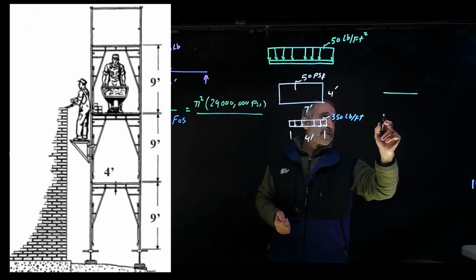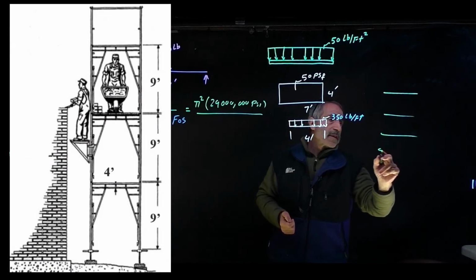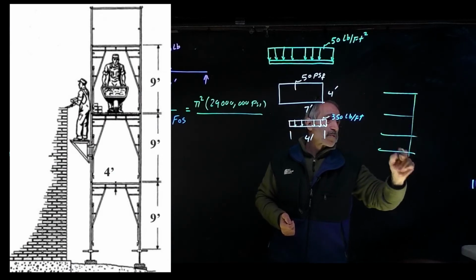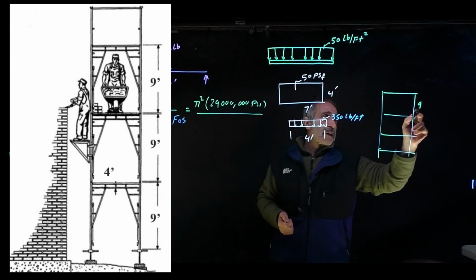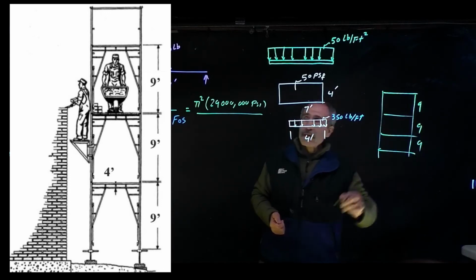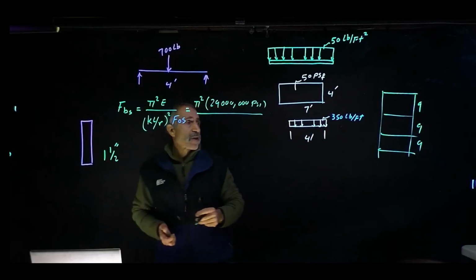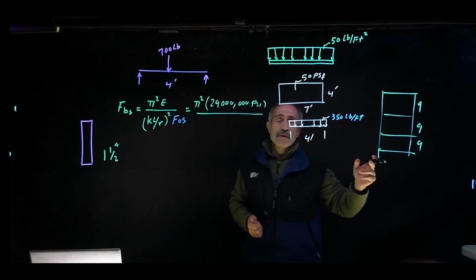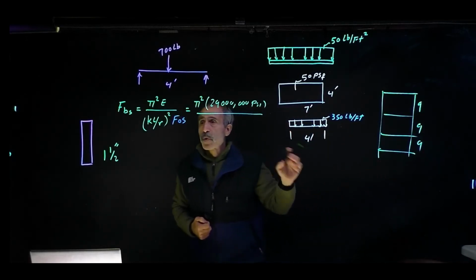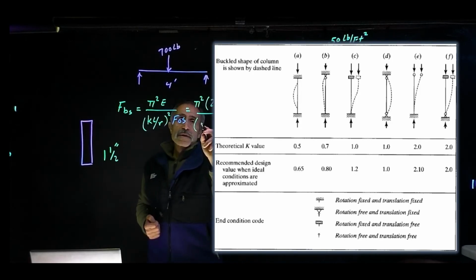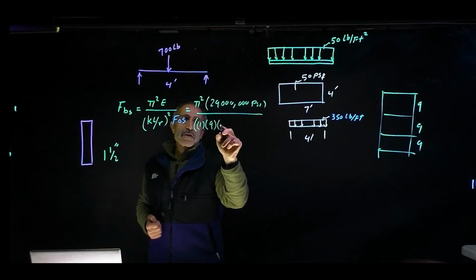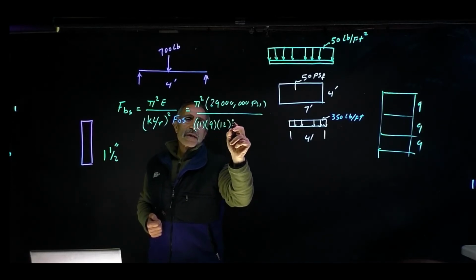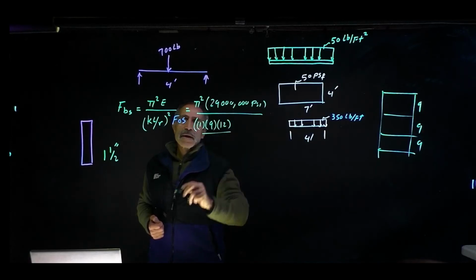We said it was 3 floors. The posts were 3 floors, and it was 9 feet, 9 feet, 9 feet each. So we're going to say, okay, and also we're going to assume this is a pin, so our effective length K is equal to 1. And we're going to say 1 times 9 feet. Let's make that inches, multiply by 12, and divide the whole thing by r.